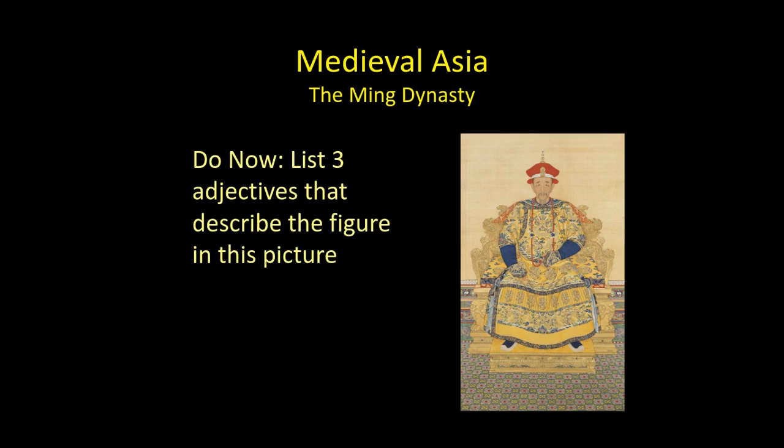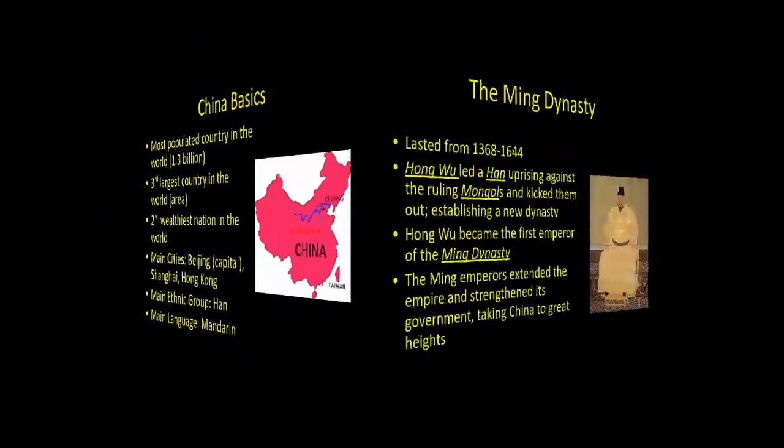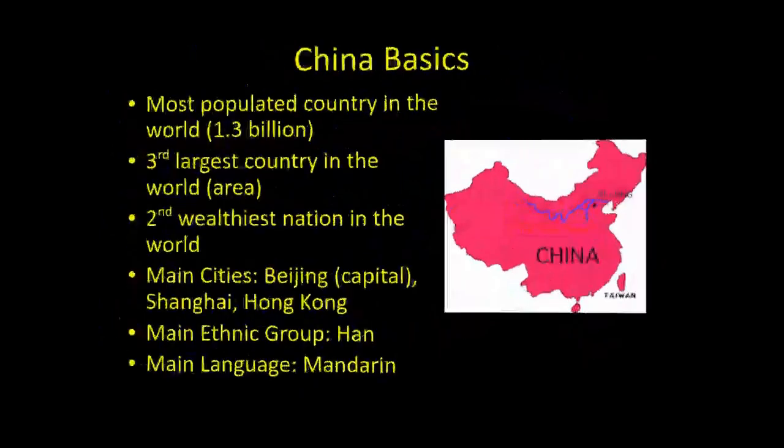This is your do now, like if we were still in class, this is what you would have done. I would have asked you to look at this image and tell me 3 things you notice about this man. If you don't know, which you probably don't, right? Why would I assume that? And if you do, wow. This is Emperor Hongwu, who was the first of the Ming Dynasty, which is something we're going to talk about today. We're going to focus on that dynasty because it was the predominant dynasty that ruled over China during the medieval time period. But you don't need to copy any of this down. You can start copying from here on outward.